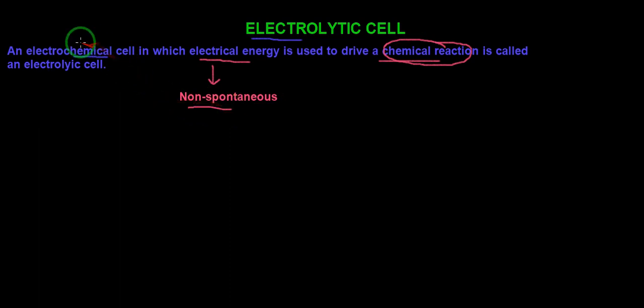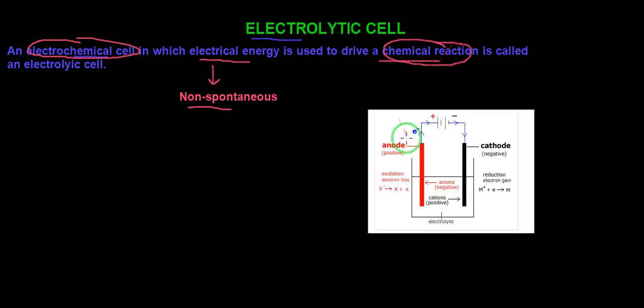Now what is an electrochemical cell? As we have discussed in our previous lecture, an electrochemical cell is a device capable of either generating electrical energy from a chemical reaction or using electrical energy to cause a chemical reaction. Now this is an example of an electrolytic cell.